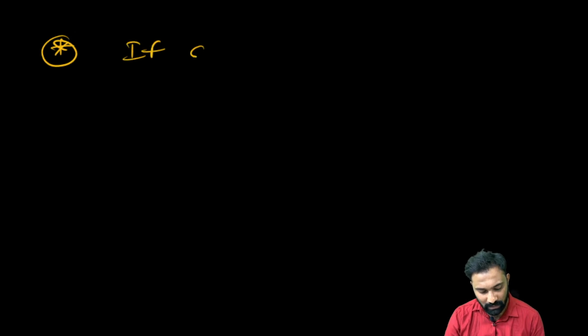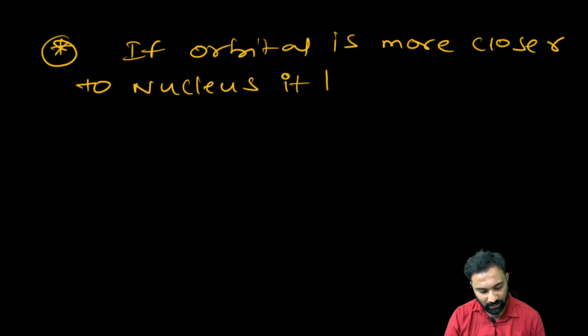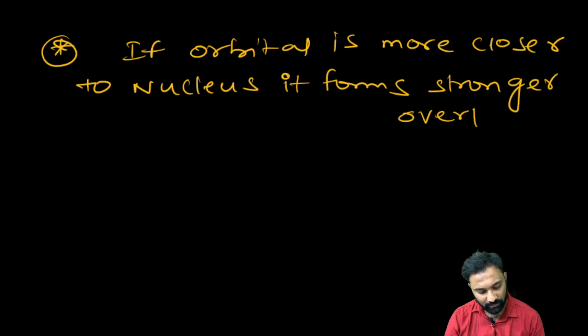Now we got to know the directional and non-directional orbitals. Clear? The next point you have to remember: if the orbital is more close to the nucleus, it forms a strong bond, or strong overlapping will be formed.